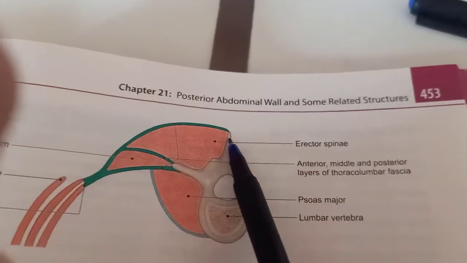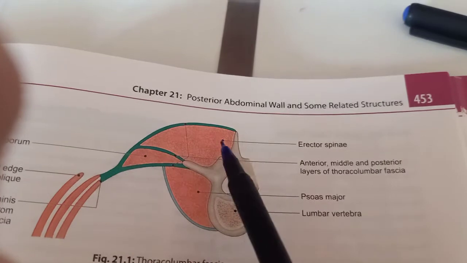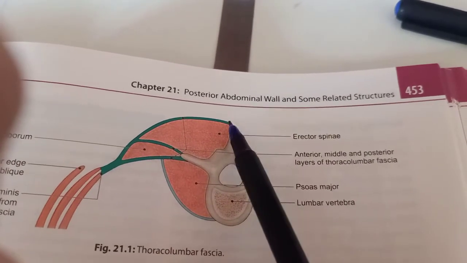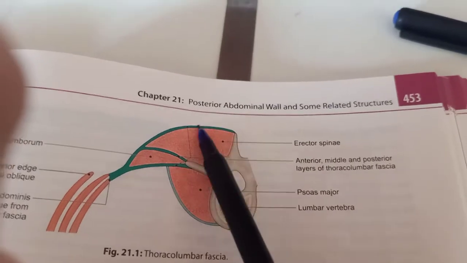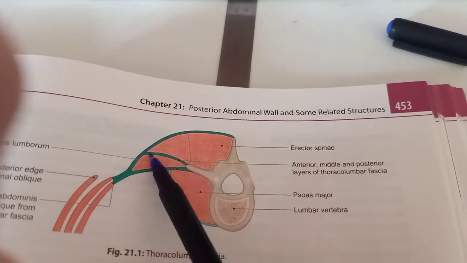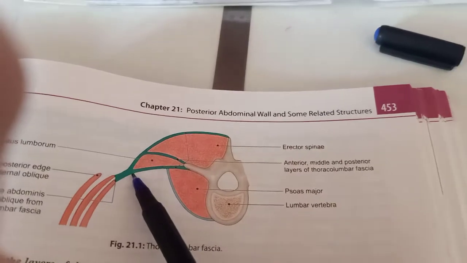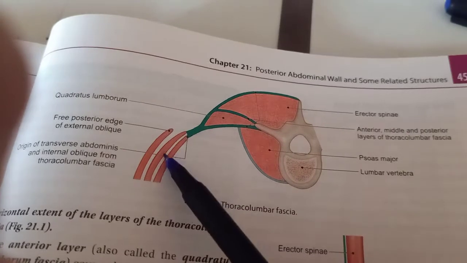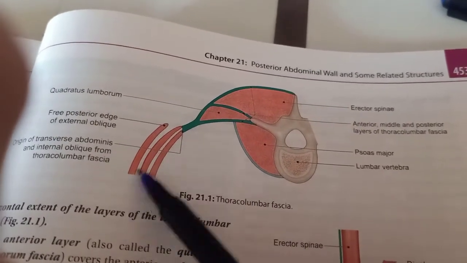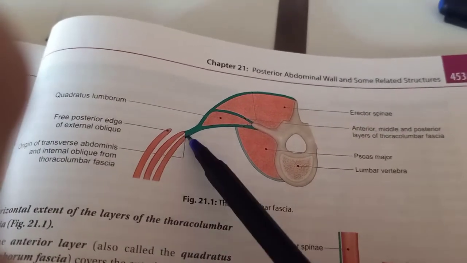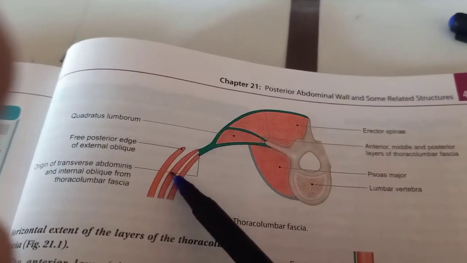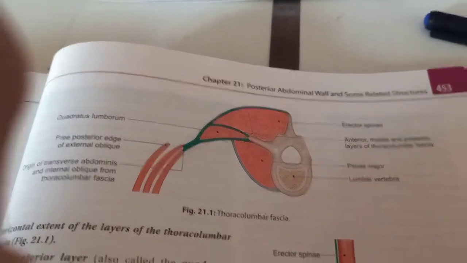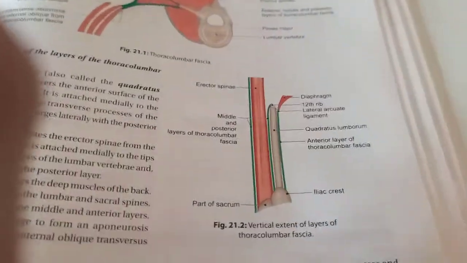Next is the posterior layer. The posterior layer is medially attached to the spinous processes of the lumbar and sacral vertebrae, and laterally it blends with the middle layer and the anterior layer, and it forms an aponeurosis. This aponeurosis gives attachment to the transversus abdominis and internal oblique muscle. So this was the horizontal extent. Now I'll go to the vertical extent.